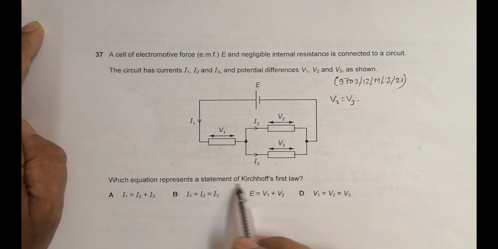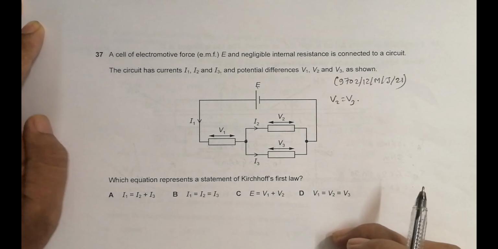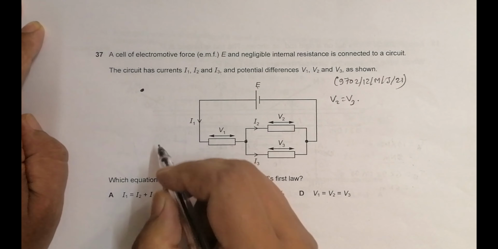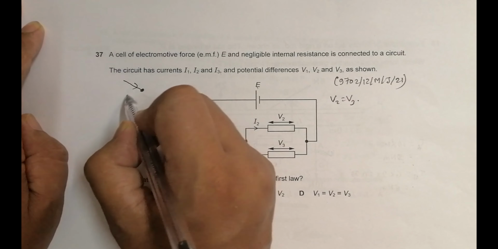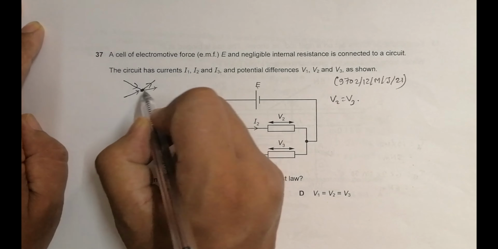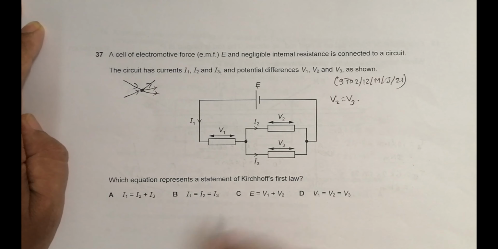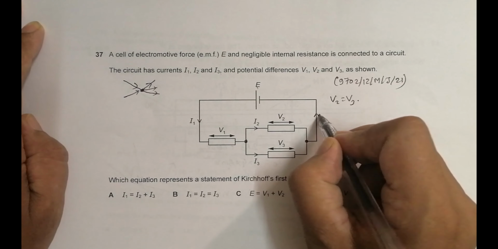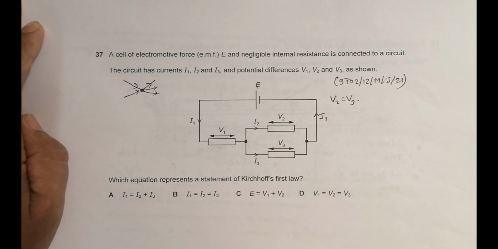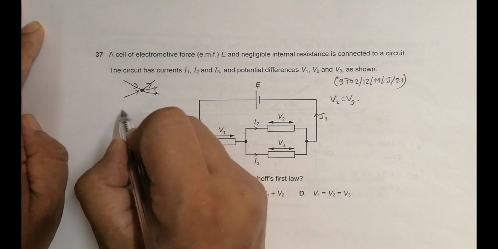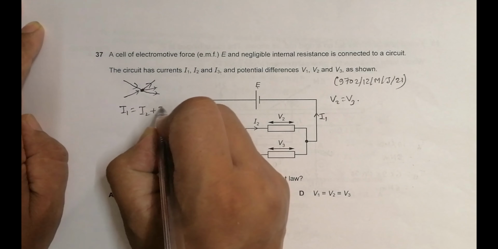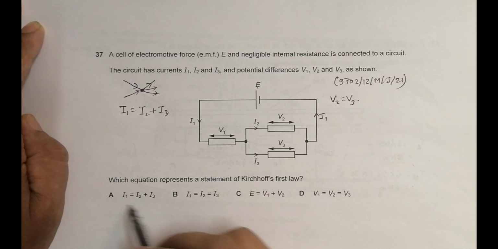Which equation represents a statement of Kirchhoff's first law? So we have to go for the first law equation. The first law equation says that in any node or junction, the incoming current and the outgoing current should be equal. So we have to consider this junction or this junction. If I consider this junction, the ingoing current is I1 and the outgoing currents are I2 plus I3. So if I look at the equation here, yes, this choice A is correct.